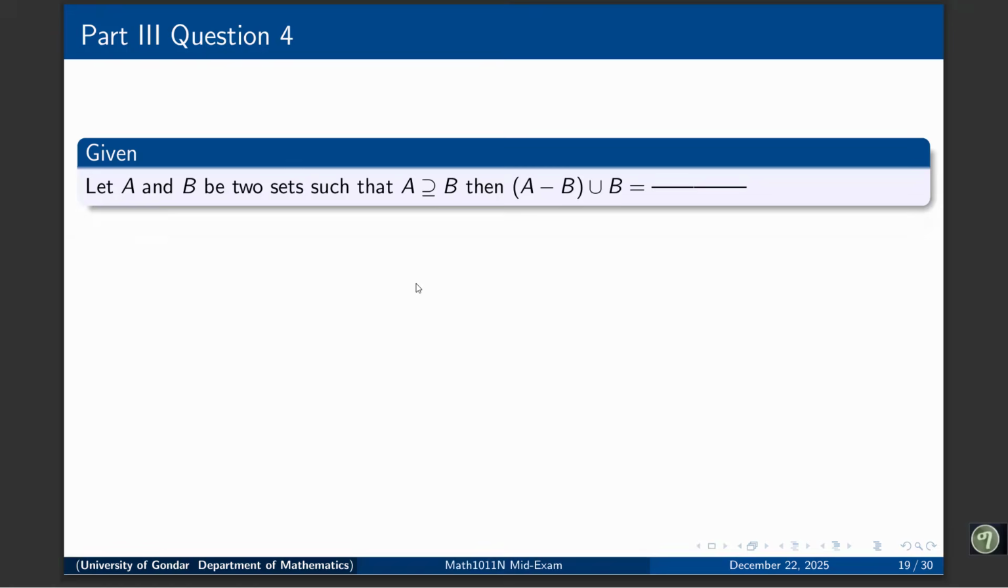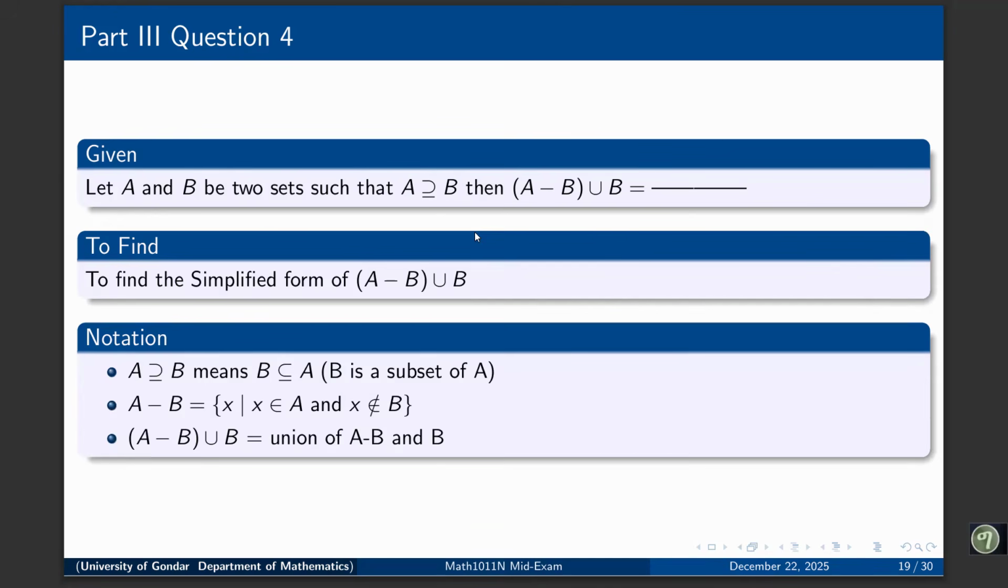Okay, question number 4. It says let A and B be two sets, say that A includes B, then A minus B union B is equal to blank. In order to perform this operation, we need these notations. We know that A includes B means B is a subset of A. A minus B is the set containing all x such that x is an element of A and x is not an element of B. So A minus B union B is the union of the difference between the two sets and the second set, that is set B.